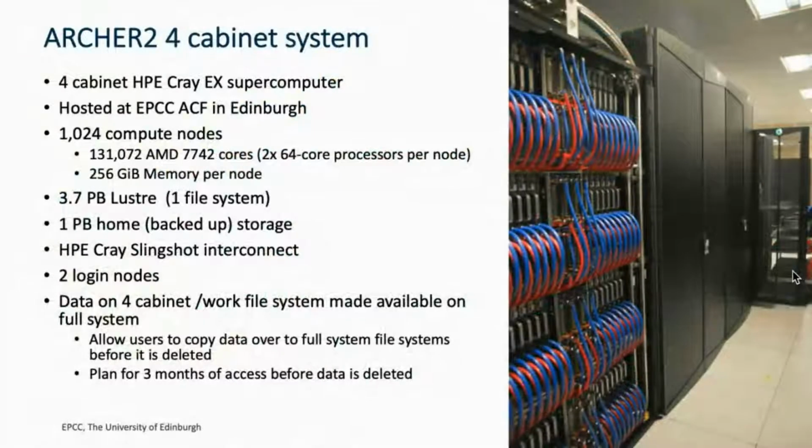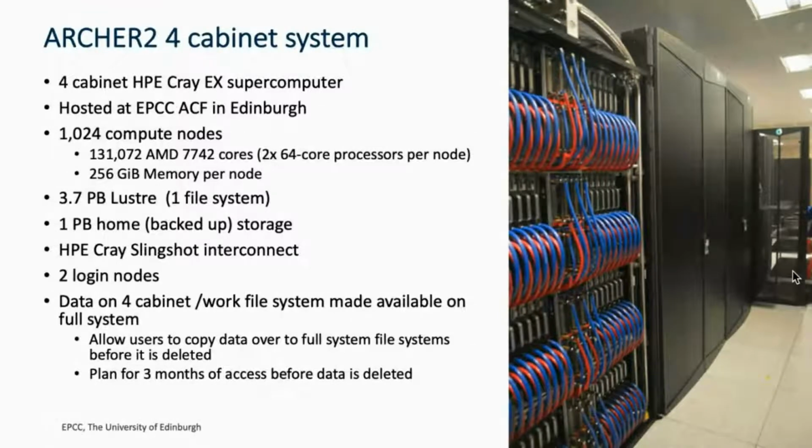The 4-cabinet system is exactly the same sort of system as the full system is going to be. It's just a smaller version. It's an HPE Cray EX supercomputer that was formerly known as Shasta, when Cray were a company in their own right before they were bought by HPE. It's in Edinburgh. It's got 1,024 compute nodes in its 4 racks, and that gives it just over 130,000 cores, which is slightly larger in terms of core count than ARCHER is at the moment.